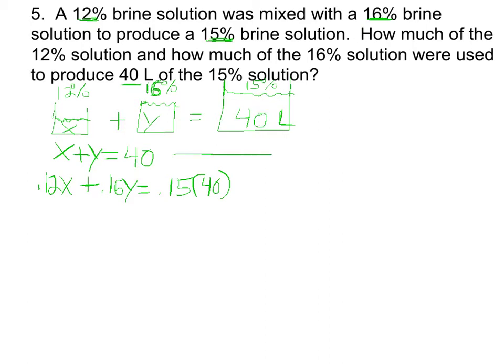So let's put the two equations. I'm going to have x plus y equals 40. And then for the second one, it's 0.12x plus 0.16y equals 6, because 0.15 times 40 gave us 6.